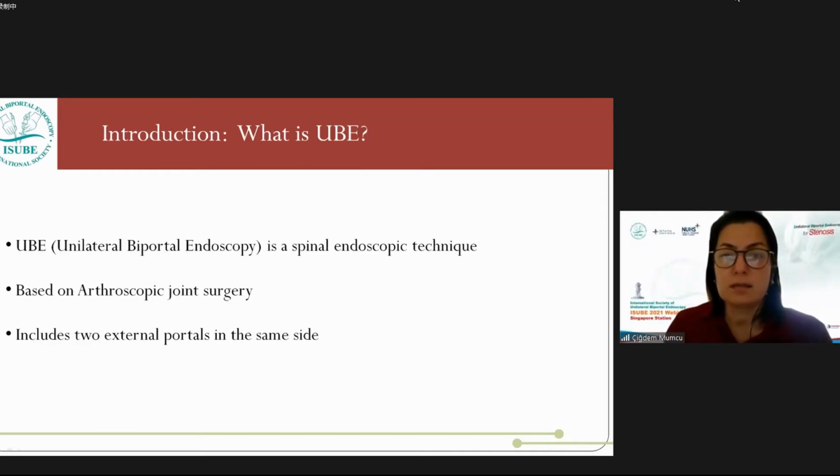In the last 10 years, endoscopic surgery has had such great progress. Recently, the biportal endoscopic technique has become more popular. UBE is a new endoscopic technique for treatment of all degenerative spine disease. It is based on arthroscopic surgery. In this method, two portals are used. One is for viewing and the other is for using instruments. And these two portals move independently, which is a big progress.